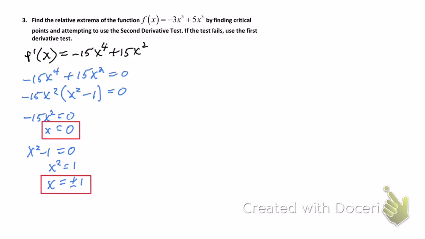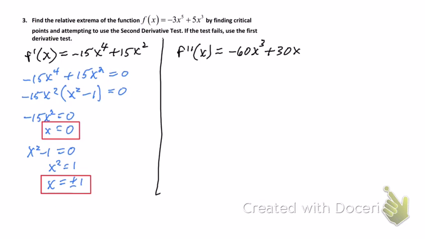I'm not going to use the first derivative test, though. I'm going to use the second derivative test. So next we have to find the second derivative. Here's the key point. I'm not going to try and find critical numbers for the second derivative. I'm going to use the critical numbers I already have from the first derivative.